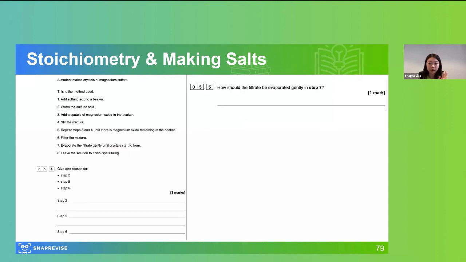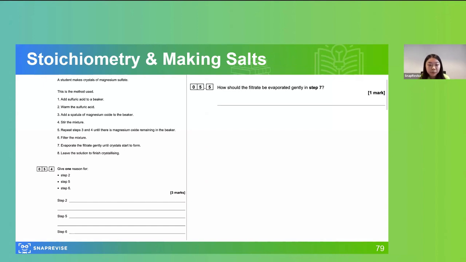So those are the kind of questions I wanted to look at. This question on the left and on the right, this whole page, the slide that you're seeing right now, is emphasis on the practical I just showed you. It's asking you, give the reasons for these few steps in this experiment. Step 2, warming the sulfuric acid. Let the reaction go faster, as I've said earlier. This is all just a repeat of what I said. Speed up the reaction.